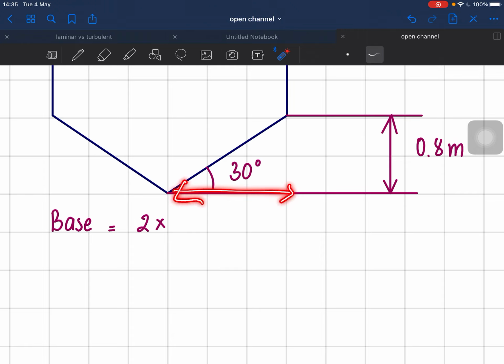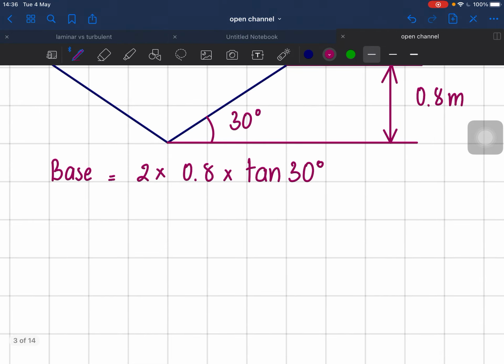For the base of the little triangle, we know the height, which is opposite to the angle. If the opposite is 0.8, we need to find this one, so it's 0.8 times, I think this one is sine, right? Oh, not sine. Tangent of 30 degrees.